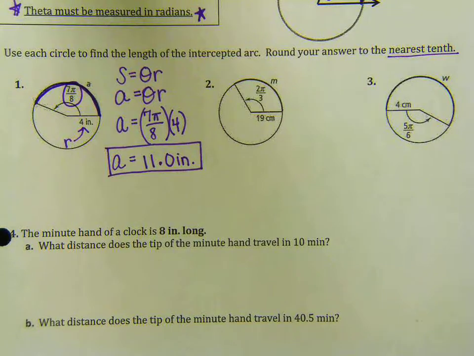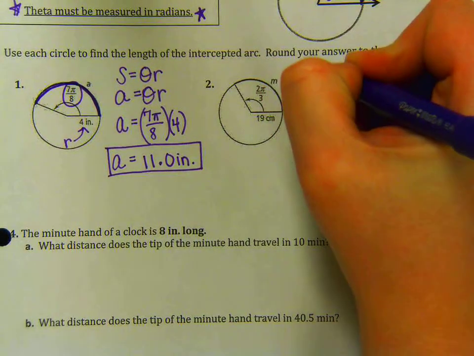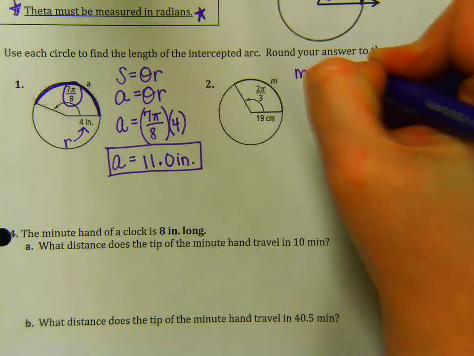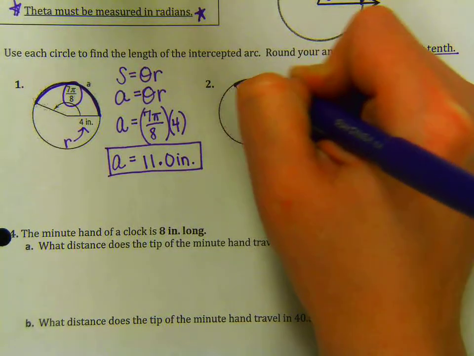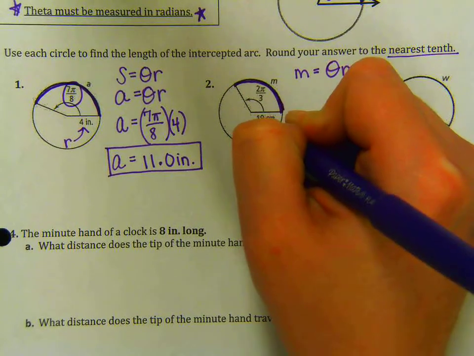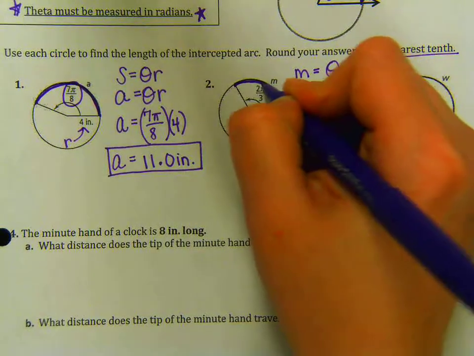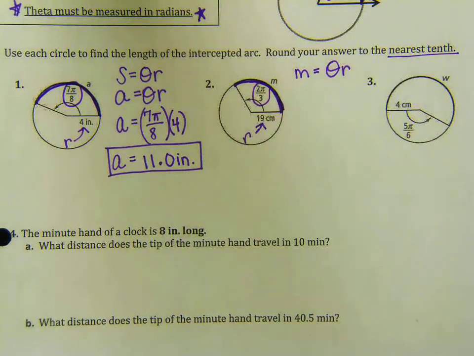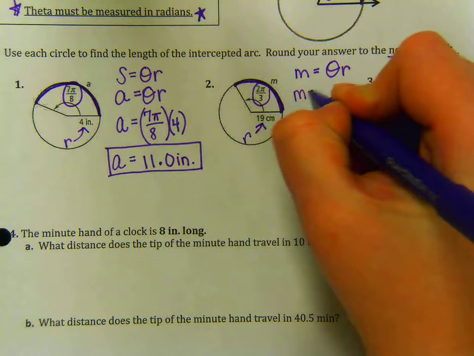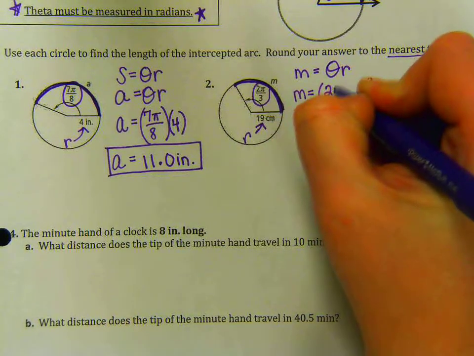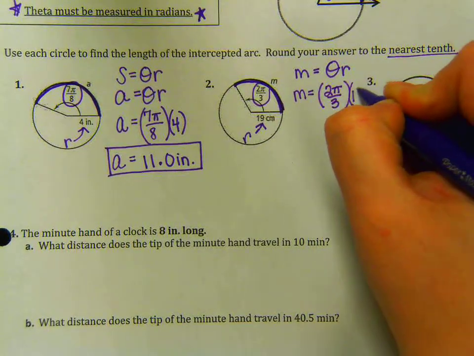Okay, same concept for number 2. So I'm going to go ahead and write my formula down. In this case, it's M equals theta r. My intercepted arc is right here this time. They give me a radius of 19 centimeters, and my theta is 2 pi over 3 radians. Plug in what we know. M is equal to 2 pi over 3 times my radius of 19.